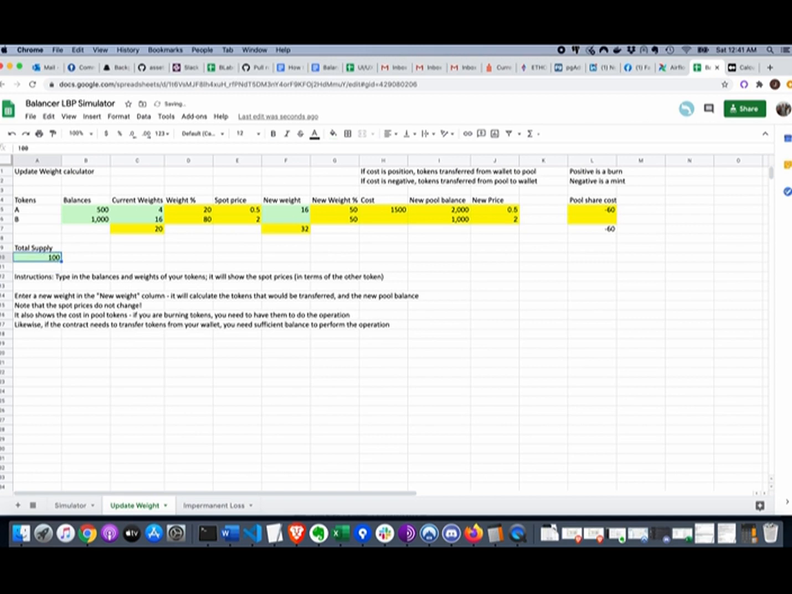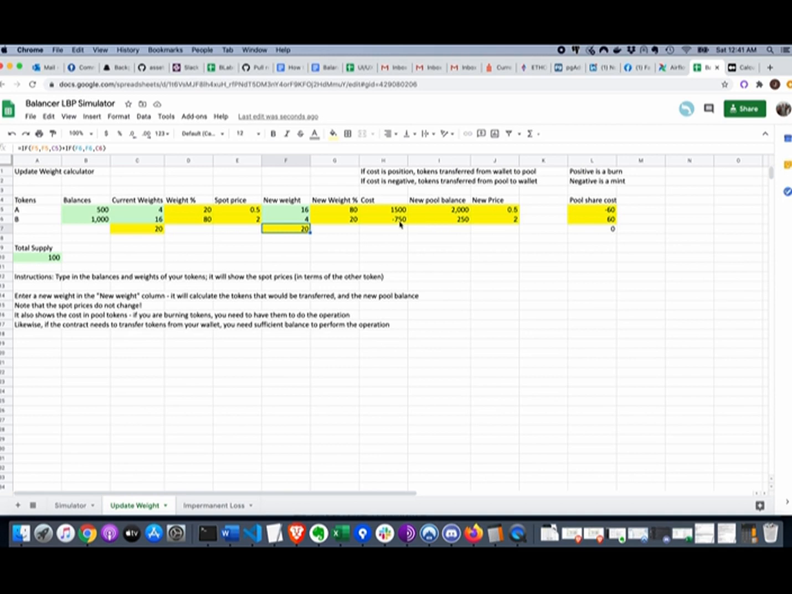Now, to complete the flip, we want to lower the weight of token B from 16 down to 4. So we do that. And now you see we have an 80-20. The new weights are here. We have an 80-20 pool the other way. And to lower the weight, it's going to redeem your 60 pool shares for 750 B tokens.